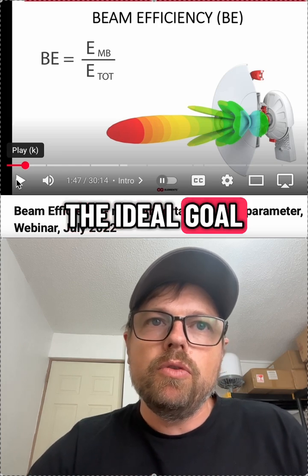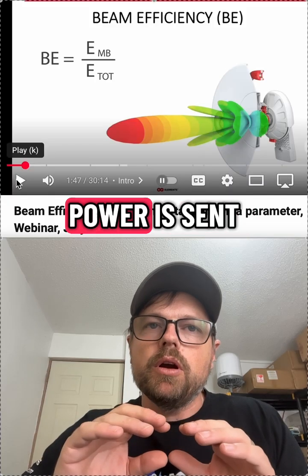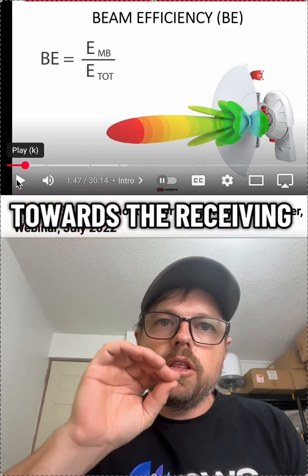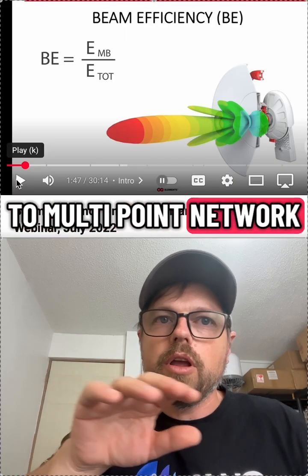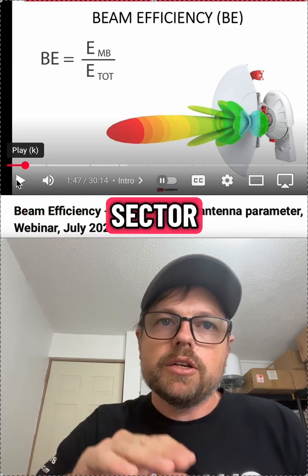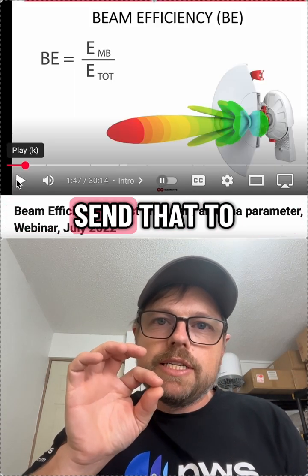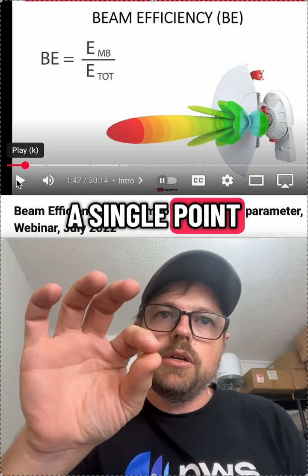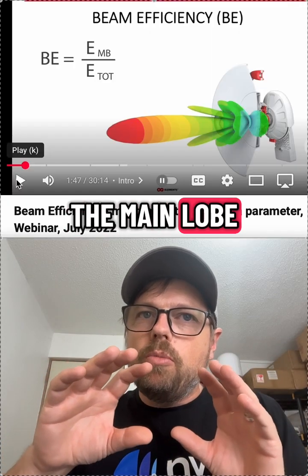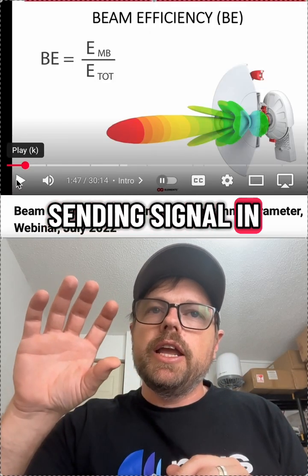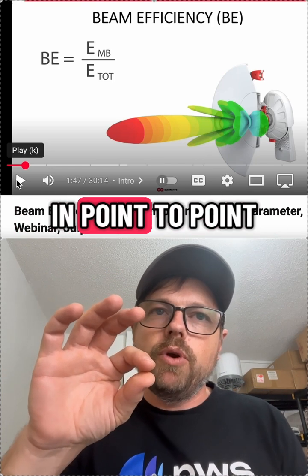The ideal goal that we desire is that 100% of the radiated power is sent towards the receiving antennas. In the case of a point-to-multipoint network, sent to the stations within the sector. And in the case of a point-to-point application, you want to send that to a single point. It's not that you have it all within the main lobe. The main lobe can still be sending signal in unintended directions, particularly in point-to-point. That's most obvious in point-to-point.